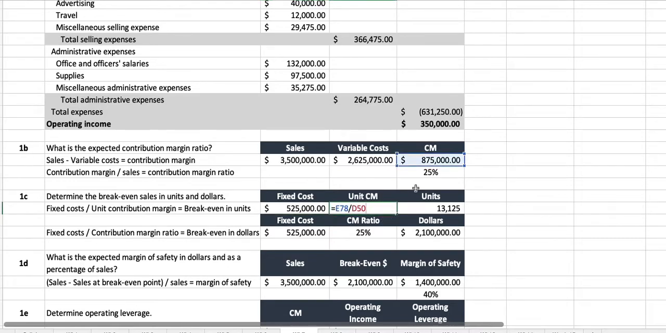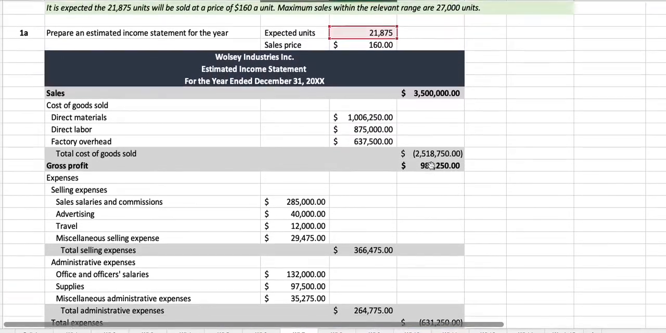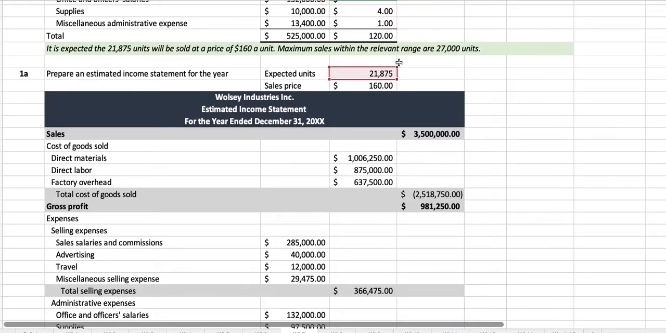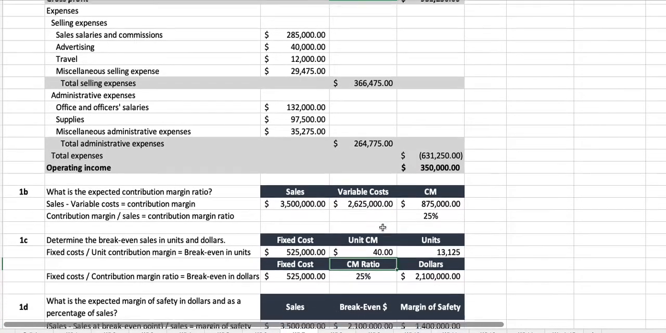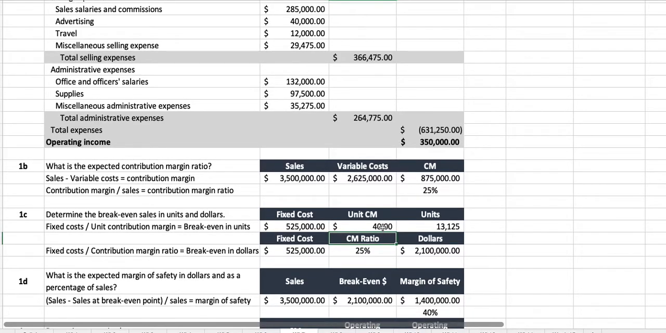How did we get that? Well, we took our contribution margin and we divided it by our expected units that we're going to sell. There are other ways that you can get there, but this is one of the ways. So my unit contribution margin is $40. So out of the $160 that I sell it for, $40 is my unit contribution margin.